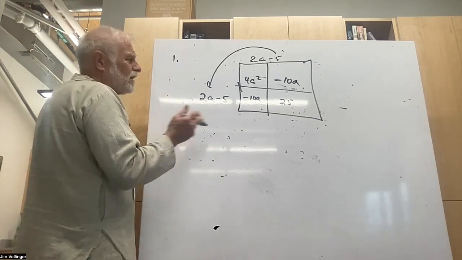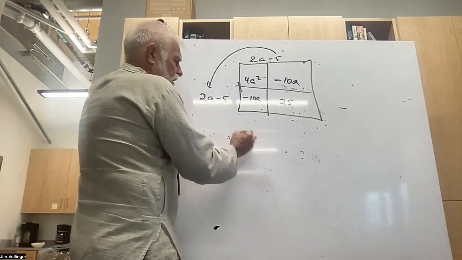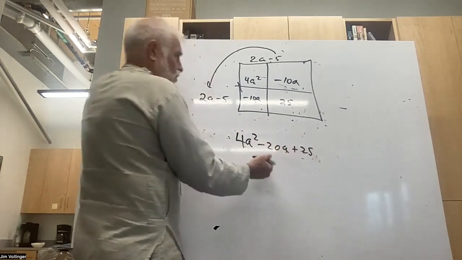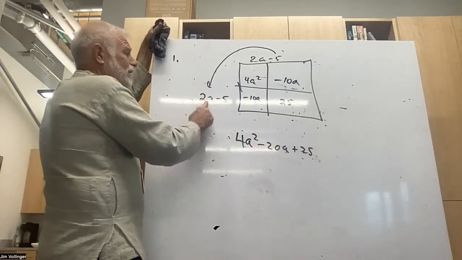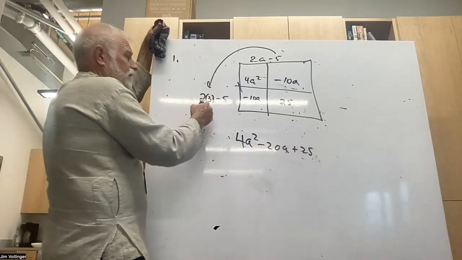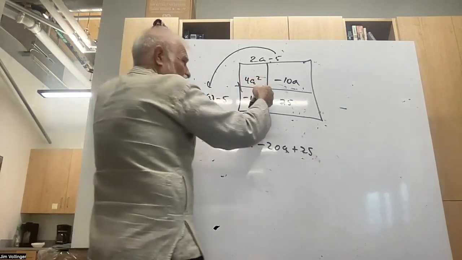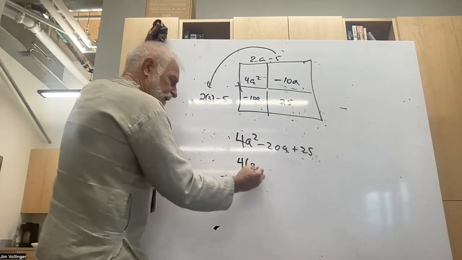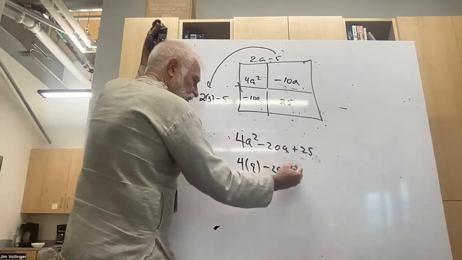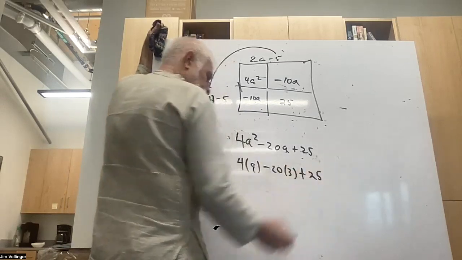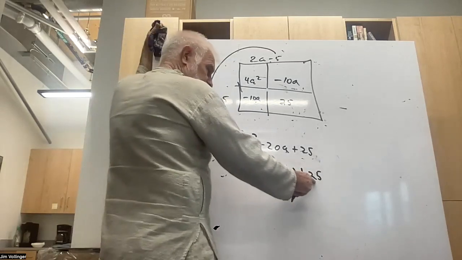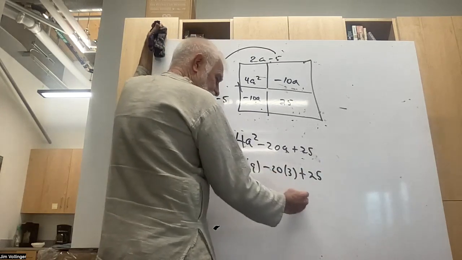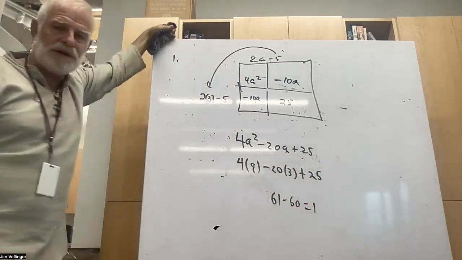You can always check these with a number. So we got 4a squared minus 20a plus 25. If this is true, then when I put a number in here, let's put 3 in here. 2 times 3 is 6, minus 5 is 1, and 1 times 1 is 1. So when I put a 3 in here, it should come out as a 1. 4 times 9 minus 20 times 3 plus 25. Well, 36 and 25 is 61, and 61 minus 60 is 1. It's just a quick check.